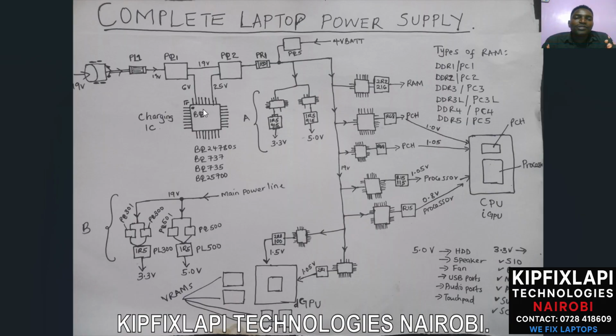This BQ is widely used. However, this charging IC is used by the older generation laptops, that is generation 1, generation 2, generation 3, generation 4. From generation 5, they upgraded from the BQ and put in what's called the Intersil. So you might have an Intersil IC.